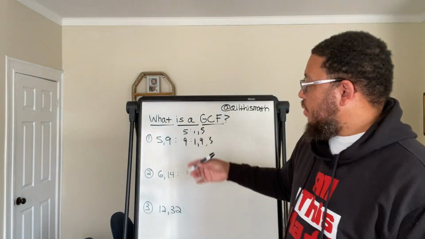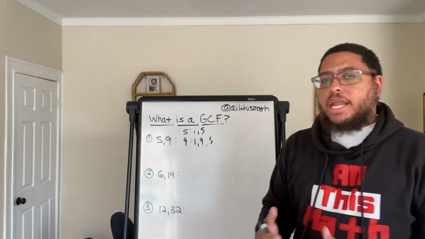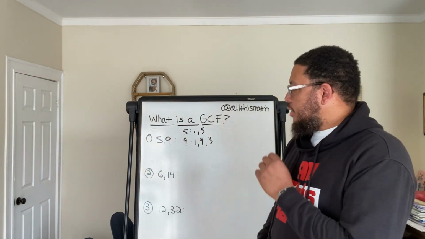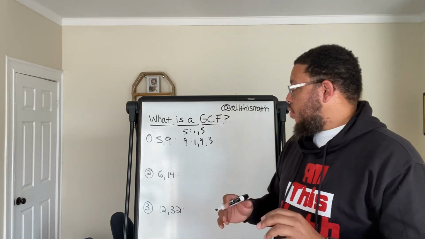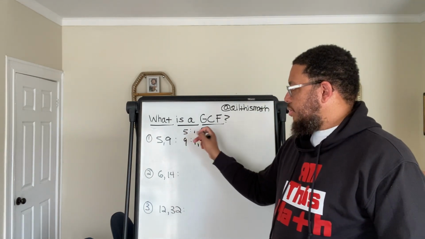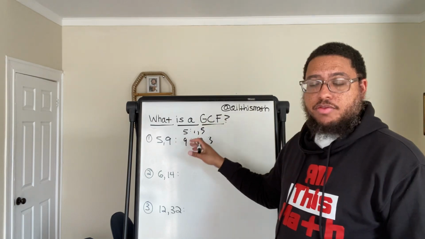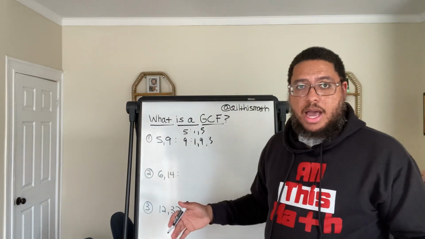So now, these are our list of factors. Now, how do you find the GCF? The GCF, we have to find the greatest common factor. So these are the factors, right? 1 and 5 are the factors of 5. 1, 9, and 3 are the factors of 9, right?